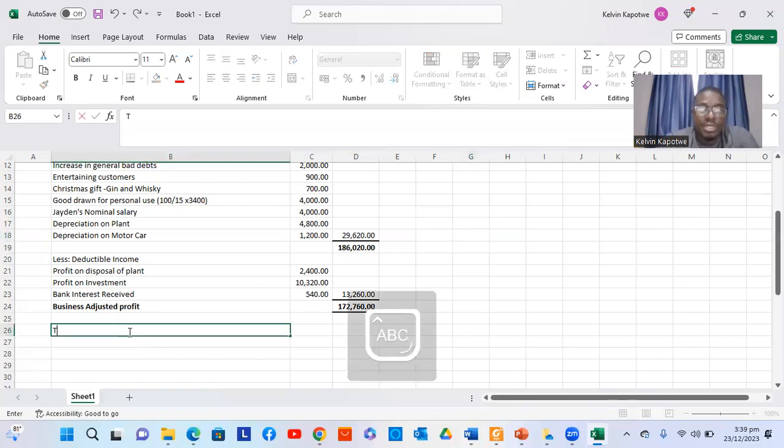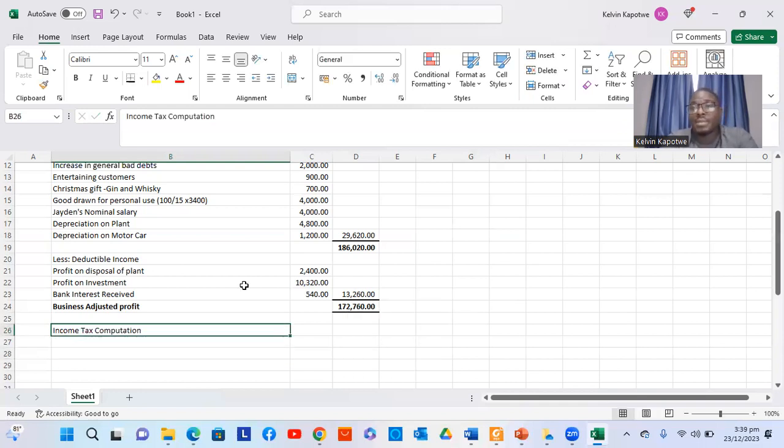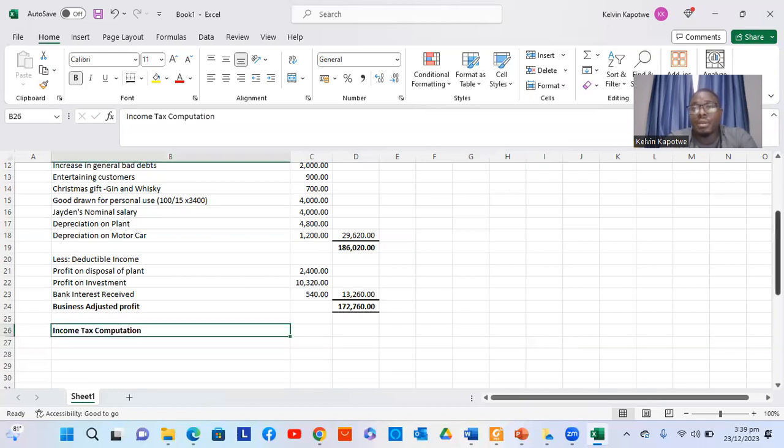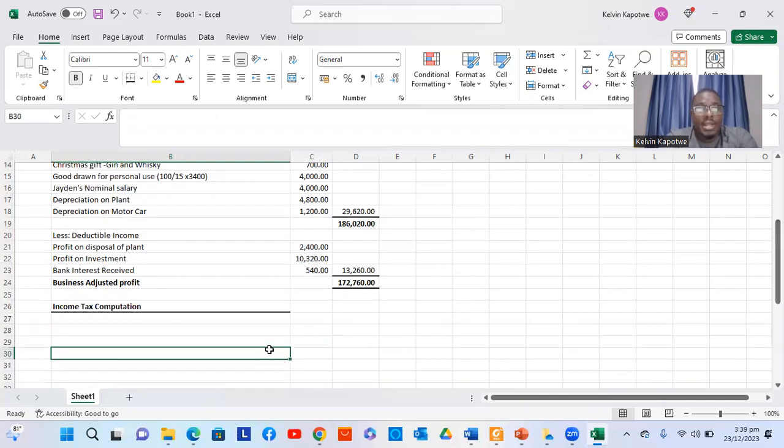Now tax computation. So income tax computation. I did this and I passed. I passed my tax courses. All right. So you should not worry about my approach. I passed my tax courses using this approach. All right, so now let's get to work. So we are saying tax computations now.